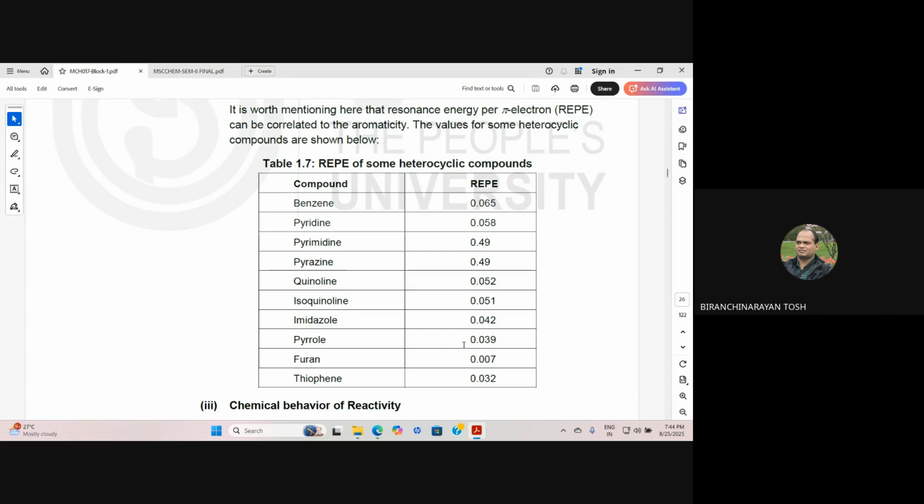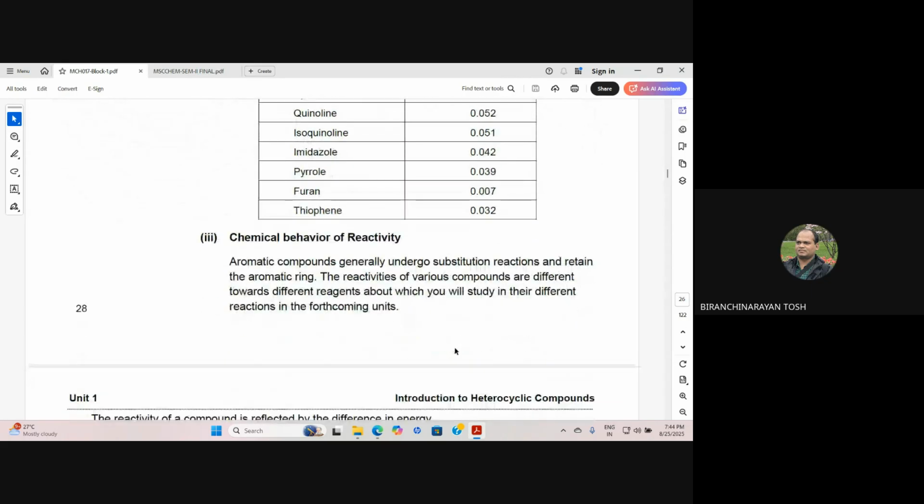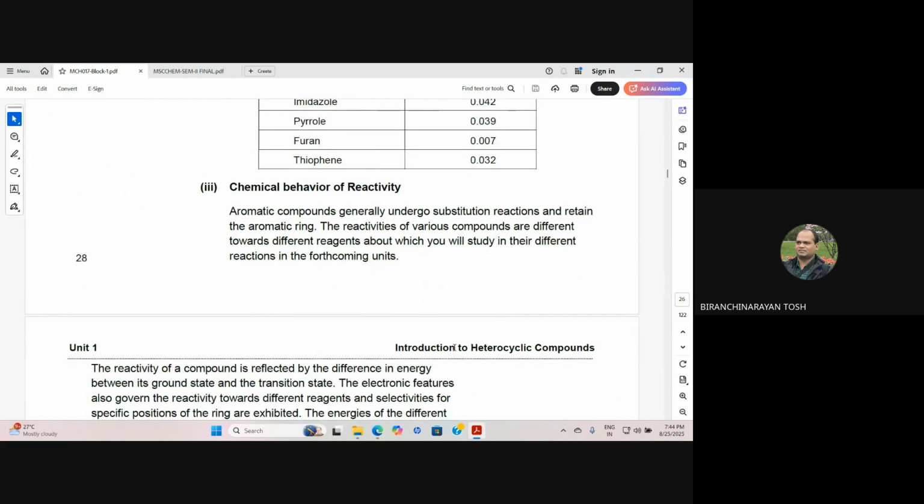So from NMR, we can find out the resonance energy and also the ortho-pair ratio and the pi electron REP value, and the chemical behavior of reactivity. Aromatic compounds generally undergo substitution reactions, as we know, electrophilic substitution, and retain the aromatic ring. The reactivity of various compounds is different towards different agents, which we will study in the next chapter.